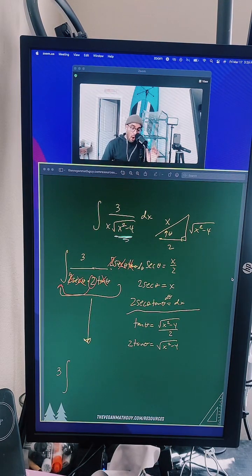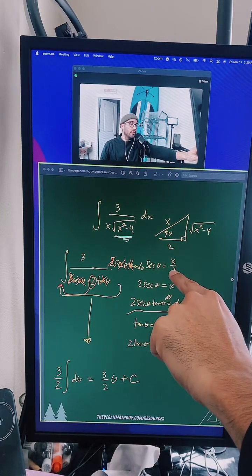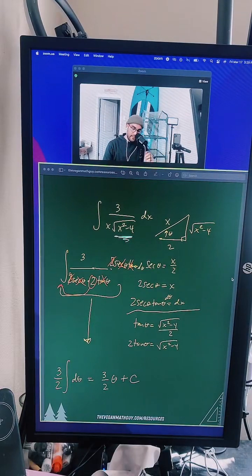Check this out. All we are left with is 3 on the outside, the 2 on the outside, and d theta. And if we take the integral, that's just 3 halves theta plus c. And you can say we're done. But then we need to rewrite this in terms of x. And what do we use? The original value that we had. Secant theta is equal to x over 2. So if we take the arc secant of that, we're going to get theta is equal to the arc secant of x over 2. And that's exactly what we're going to plug in for our theta out here. So then the answer is 3 halves arc secant of x over 2 plus c.